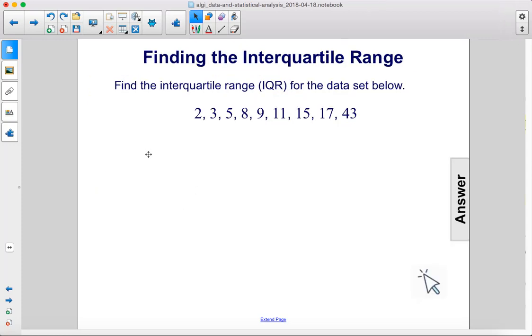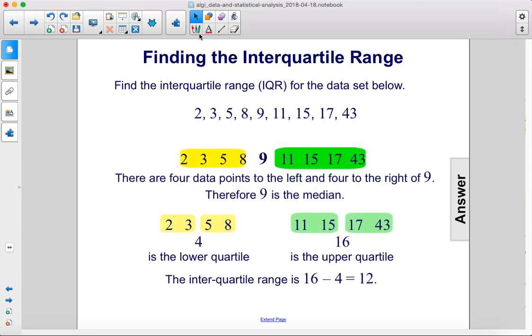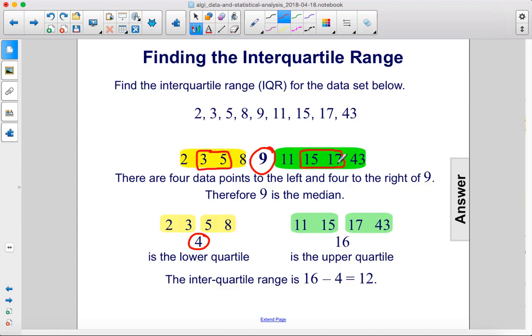Find the interquartile range for the data set below. Alright, so what we do is first find the median, and we can see that the middle number here is 9, and then we need to find the median of the left side and the median of the right side. So the median here would be the average between 3 and 5, which is 4, and the median over here would be the average of 15 and 17, which is 16. So then to find the IQR, the interquartile range, you just take 16 minus 4, and that gives you the IQR of 12.